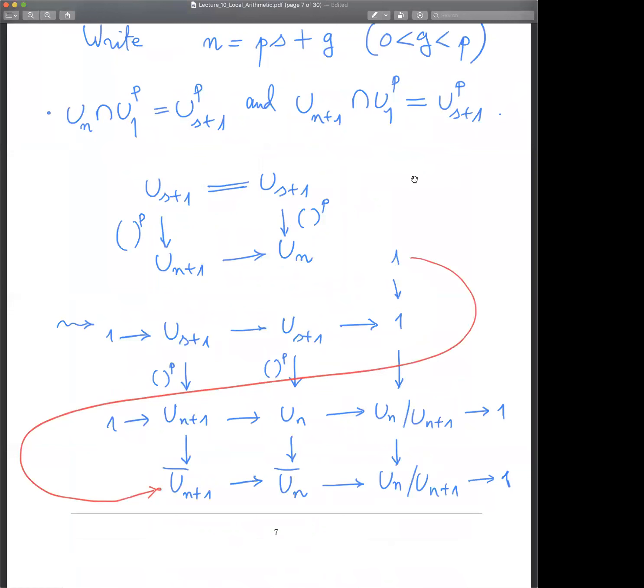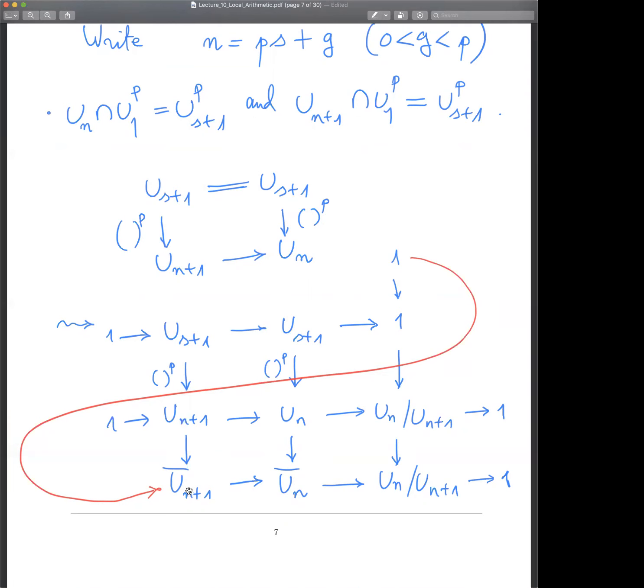Okay? So that's a small verification which one should be able to do. And then, in this case, what we have is this diagram. And if you expand it, you look at this is the co-kernel. This is the co-kernel of this arrow. These vertical arrows are raised into the power p.